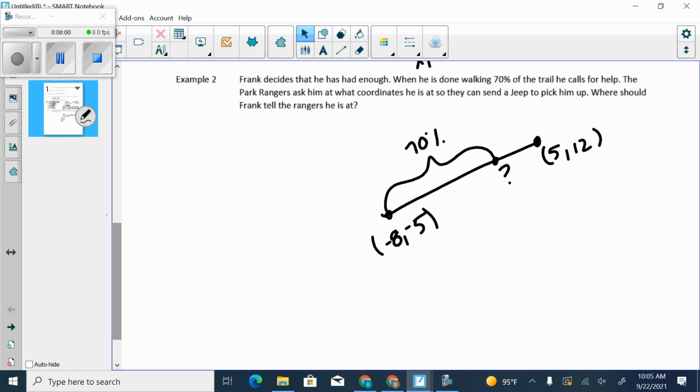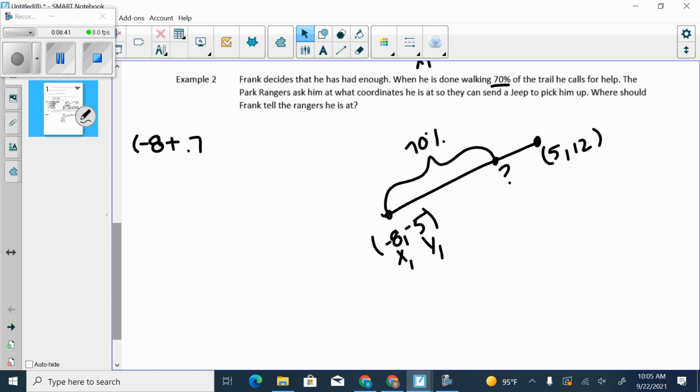All right, so we're going to plug that into the coordinate formula, and our coordinate formula says that it's x1. Remember, this is our x1, y1. So our x1 is -8. And then the formula says plus or minus. Remember, we have to determine if we have moved left or right. So I went from -8 to 5, so we moved right. So I'm going to put plus, times k. What's our k this time? 0.7, because we're going 70% of the way, good.